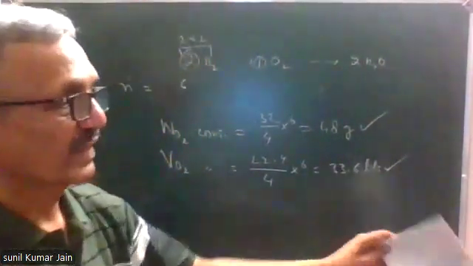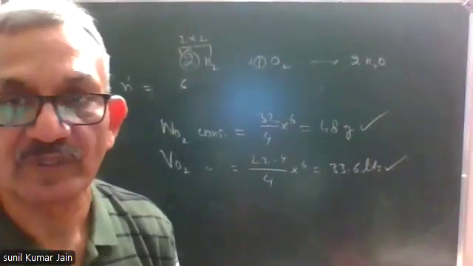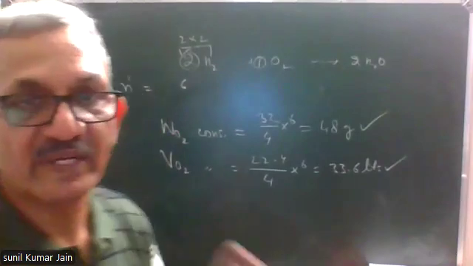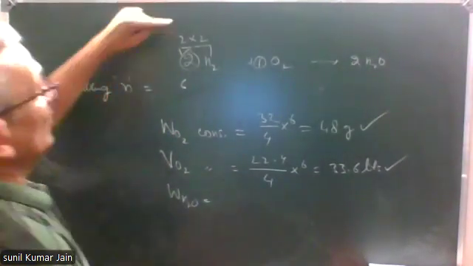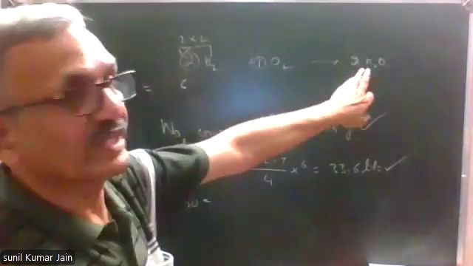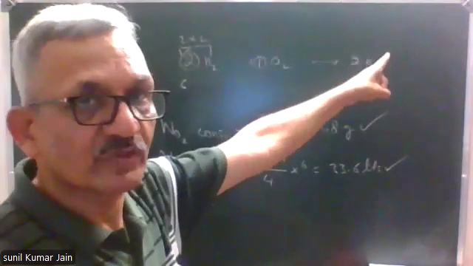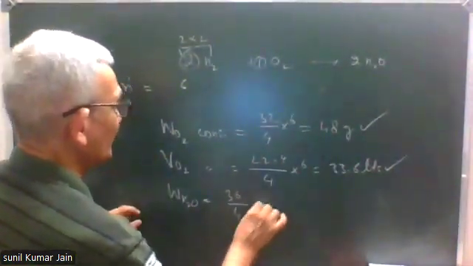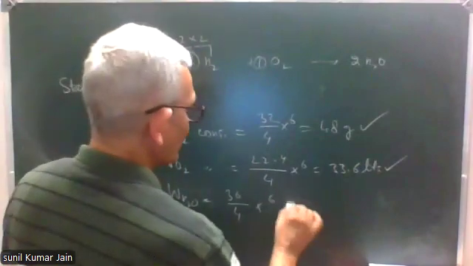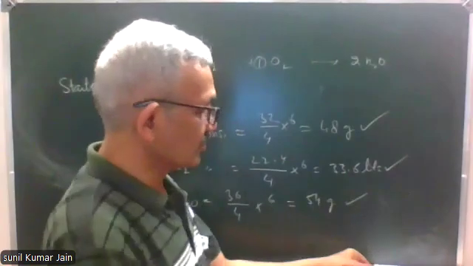Second answer. Third part is calculate weight of water produced. Weight of water produced will be: 4 grams of hydrogen gives 36 grams of water. 1 gives 36 divided by 4. 6 grams will give how much? So this will come out to 54 grams. These are 3 answers.